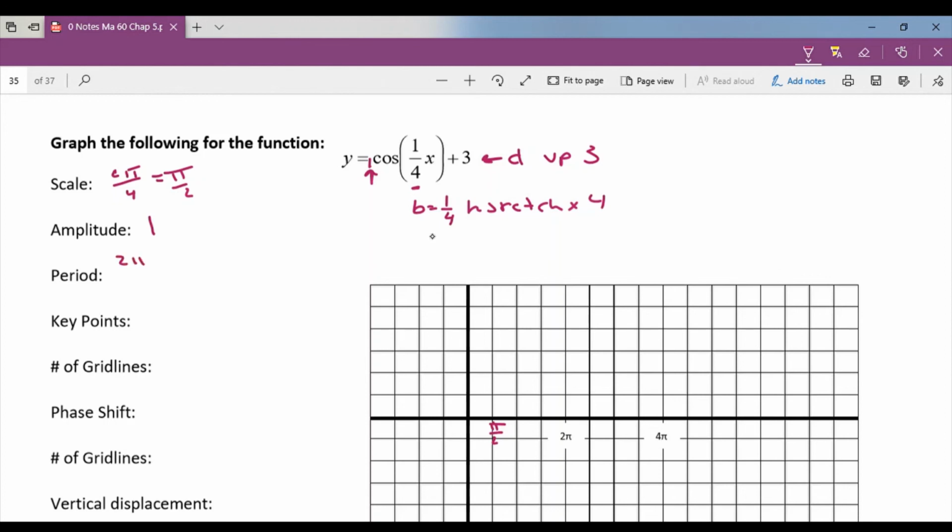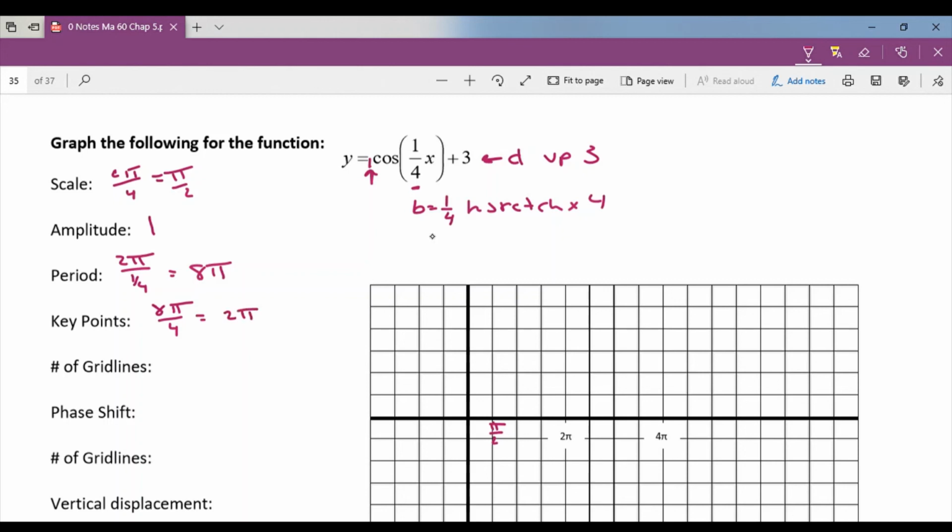My period is going to be 2 pi divided by the b value of a quarter, so it's going to be 8 pi. So it's going to take 8 pi for one cycle to occur. My peak key points are going to happen every 8 pi divided by 4 because there's 4 key points per cycle, so every 2 pi.